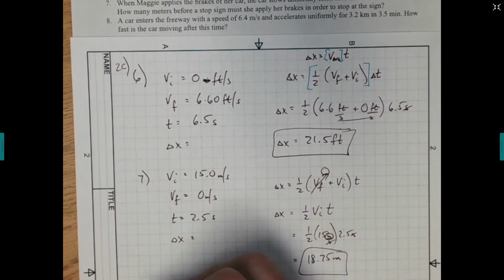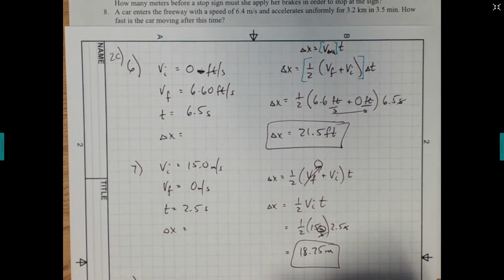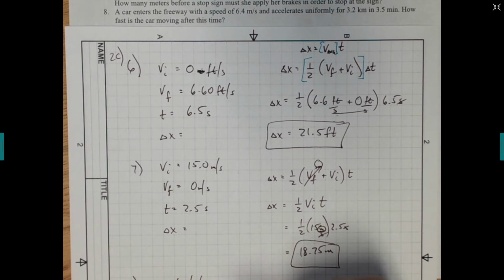Okay, so easy enough. Number 8. Car enters the freeway with a speed of 6.4 meters per second. So we're entering, our starting speed is 6.4 meters per second. Accelerates uniformly for 3.2 kilometers. So it is accelerating, but it doesn't tell me the acceleration. It just tells me a distance, right? Kilometers is a distance. So my change in position is 3.2 kilometers. We don't like kilometers. We're going to want to go to meters.